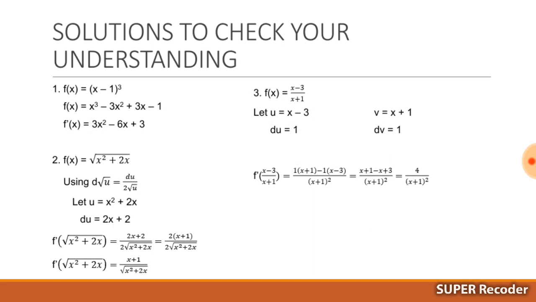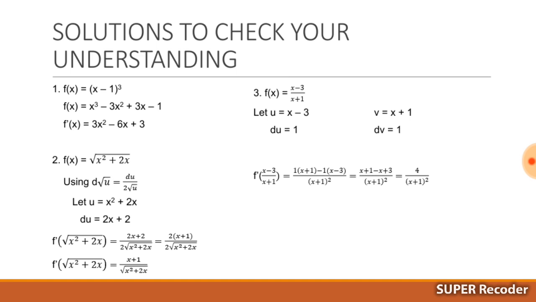And lastly, for number 3, f of x is equal to x minus 3 over x plus 1. Let x minus 3 be u, and the derivative of u is equal to 1. Let v be your denominator, x plus 1, and the derivative of v, of course, is equal to 1. Using the quotient rule, the derivative of u over v is equal to v du minus u dv over v squared.